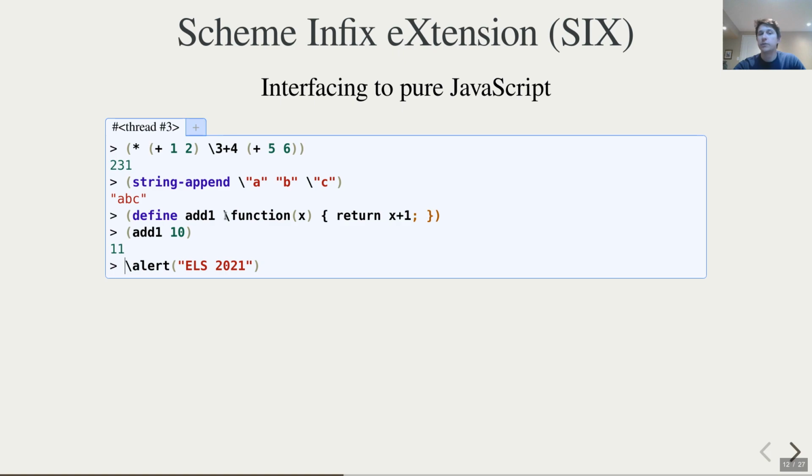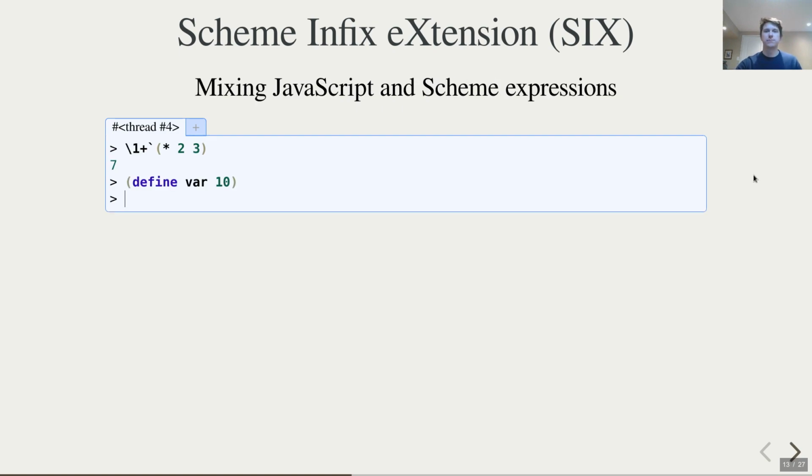So here we defined a procedure. I want to tell you that the six grammar understands a few JavaScript specific keywords, such as function and return, such that we can write expressions like this one, which actually are exactly the same as you would write in JavaScript. So this is pretty natural.